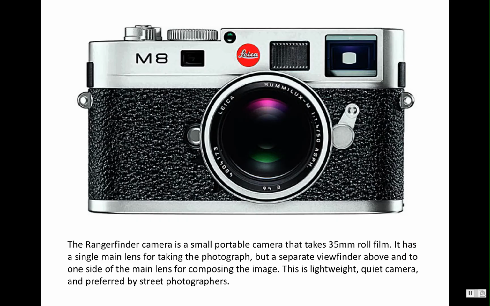Next up we have the rangefinder. A rangefinder is a smaller camera. It's very portable. It takes 35mm film. This is even smaller than the medium format 120 film with a twin lens. It has one main lens for taking the photograph, but that's not the lens that you see out of. You actually see out of an upper viewfinder, which is above and slightly to one side of your main taking lens. It's a lightweight camera.